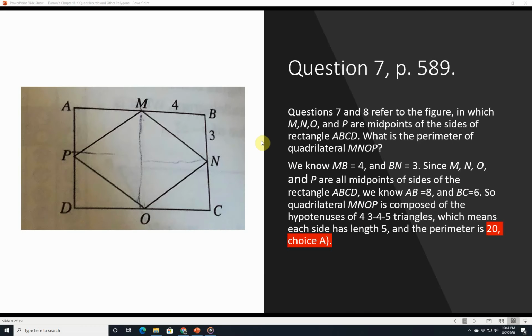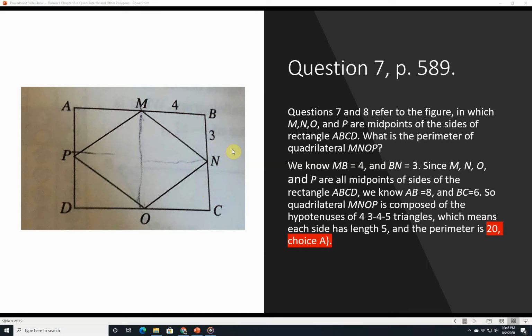Question 7, page 589. Questions 7 and 8 refer to the figure in which M, N, O, and P are midpoints of the sides of rectangle ABCD. So here's rectangle ABCD, here's MNOP. What is the perimeter of quadrilateral MNOP? Well, we know MB is 4 and we know BC is equal to 3. Since these are midpoints, that means MB is 4 and AM is 4, so that's 8. BN is 3 and NC is 3, so that's 6.